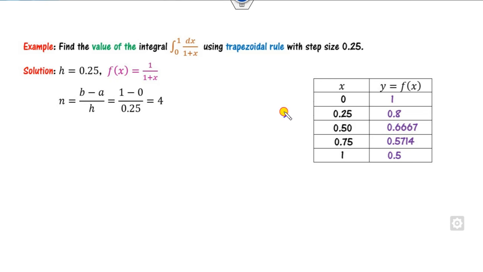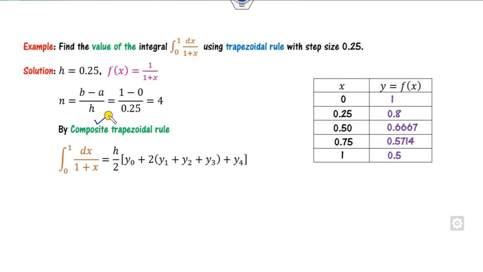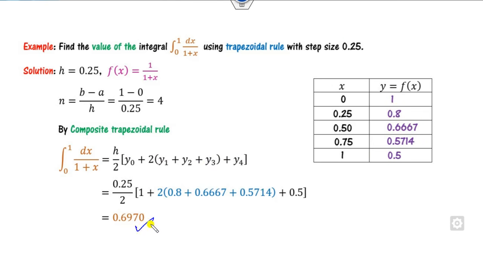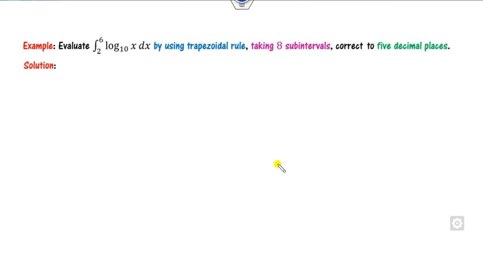Now since h is 0.25 and n is not equal to 1, because n is 4, we can apply the composite trapezoidal rule. So that means I can use y0 and yn, the first and the last element as they are, and the rest of the elements are doubled. What is h? h is 0.25. If I substitute this value here, you will get the answer as 0.6970. Remember, this is not the exact answer, this is the approximate answer because we are using approximate numerical integration.